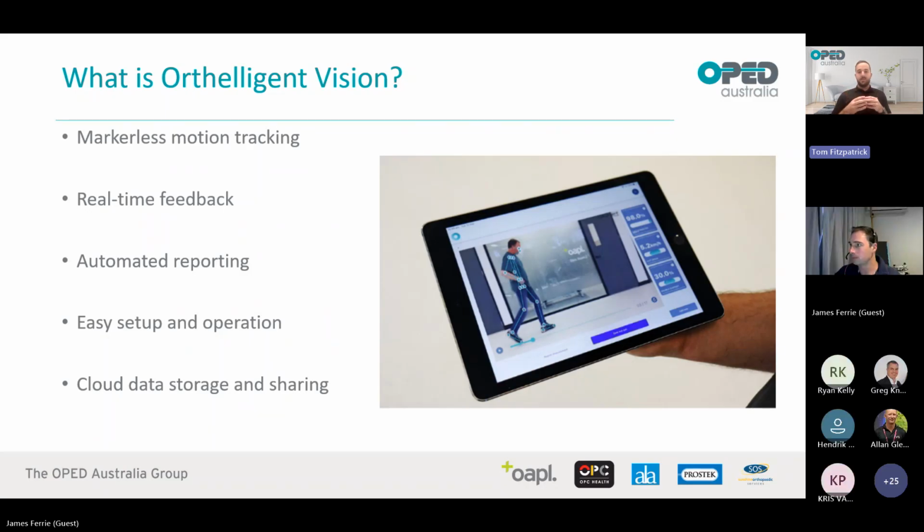The focus of today's webinar is to see how it works in practice. We'll give a little bit of a rundown for those who aren't aware of it just yet. So Orthelligent Vision uses advanced computer vision and AI algorithms to track a patient's body movements without the need for any physical markers or wearable sensors.